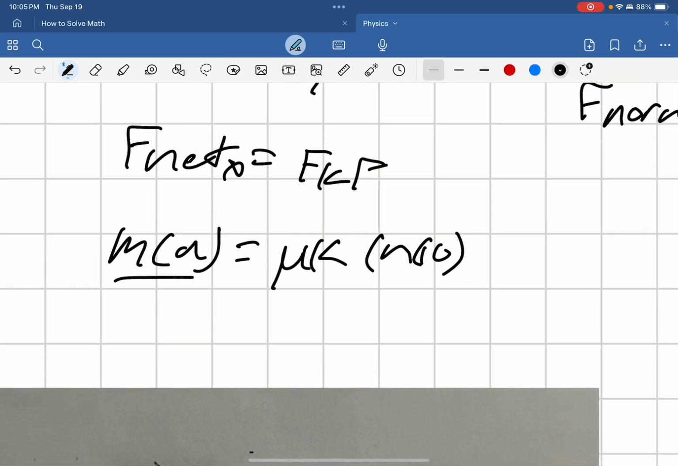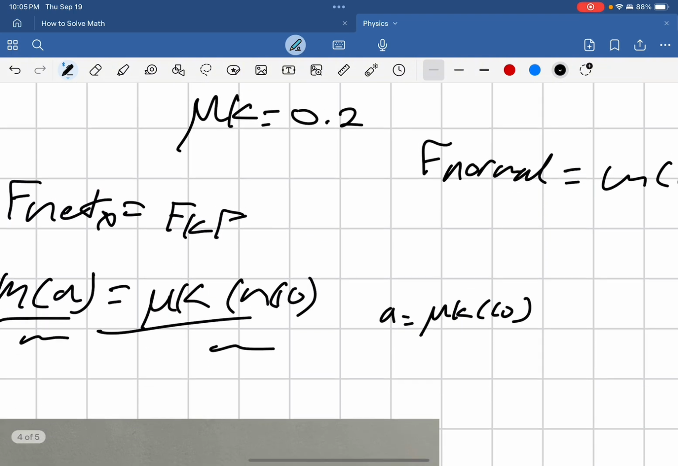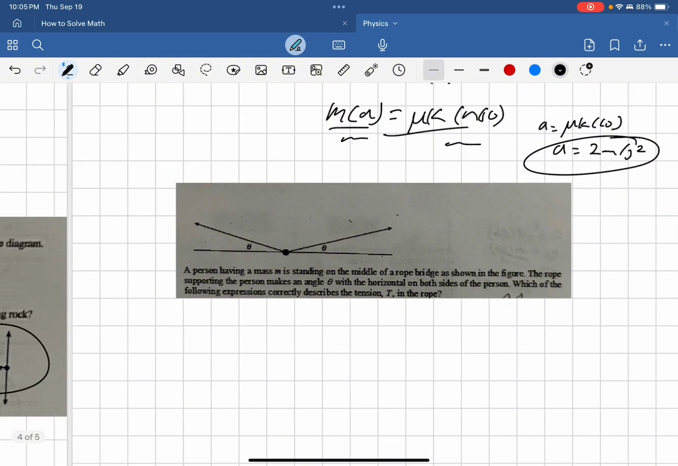So we're going to divide by m on both sides. We get a is equal to mu k times 10, and since we know 0.2 is mu k, a is equal to 2 meters per second squared. That's a horrible meters per second squared, but that's fine.